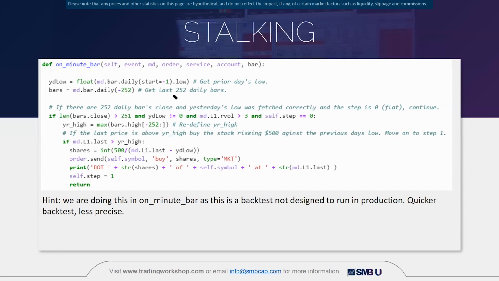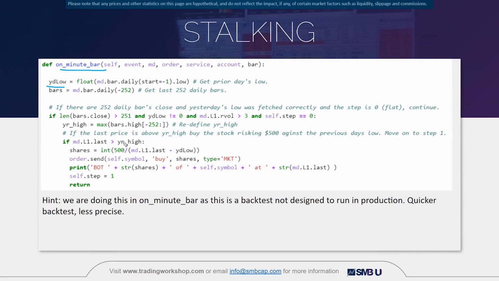Now we're also going to have to get the last 252 daily bars again in this section, which is the same thing we did on unqualified, but in this case, we're doing it on minute bar. So CloudQuant's an event-based backtesting system, and on minute bar is exactly what it would sound like. Every minute, it's going to trigger, it's going to trigger, it's going to trigger. So what we're going to be doing here is we have to redefine the year's high because we have to check if we're going to break it. So we need to get that year high value again, and we need to have yesterday's low to risk off of.